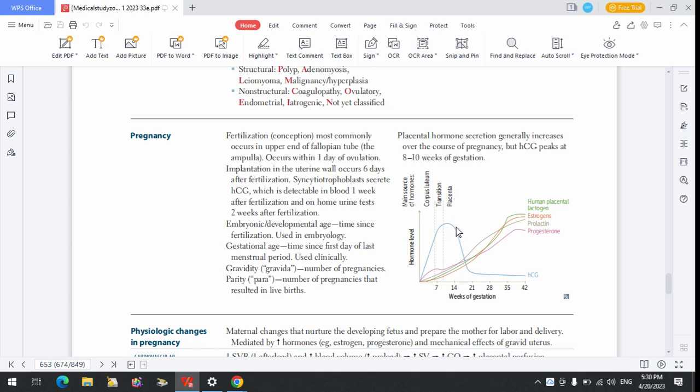From here, the placenta starts being in control of secretion of estrogen and progesterone. The placenta has been in control of secretion of prolactin and human placental lactogen right from the onset. The one that switches is the secretion of progesterone and estrogen between the corpus luteum and the placenta.